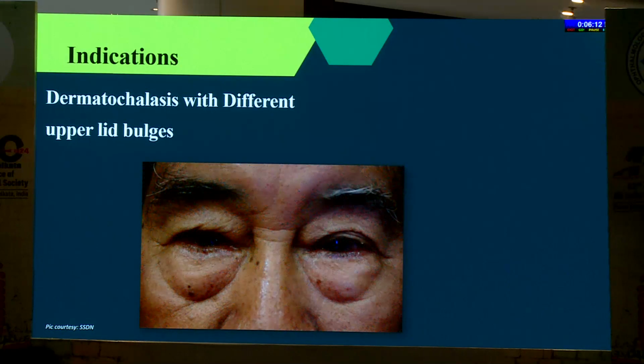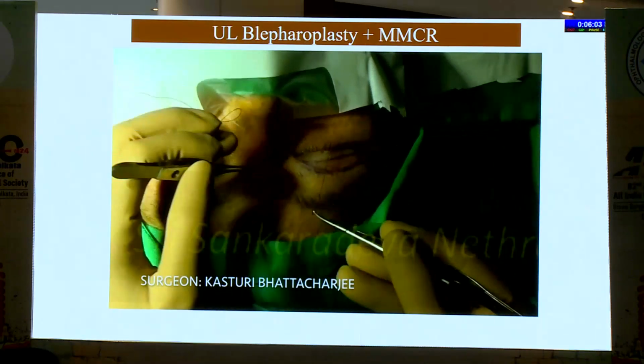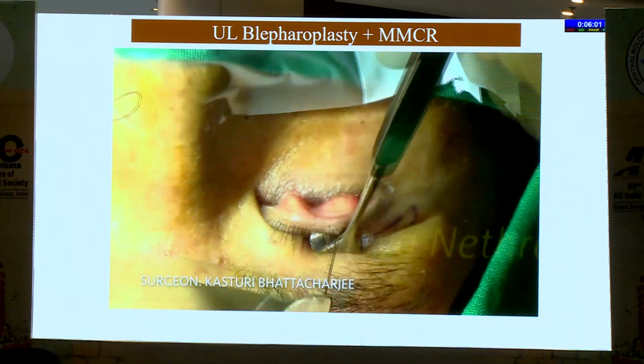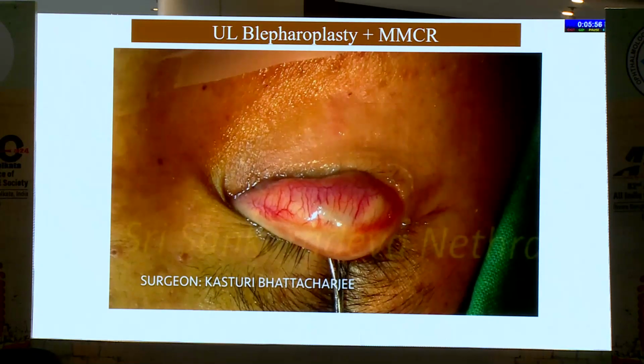Now, the other ones will be your dermatochalasis with different types of upper eyelid bulges. As you can see, this male patient has ptosis. So, here is a video showing an upper lid blepharoplasty along with a Muller's muscle resection correction that was done for this patient.